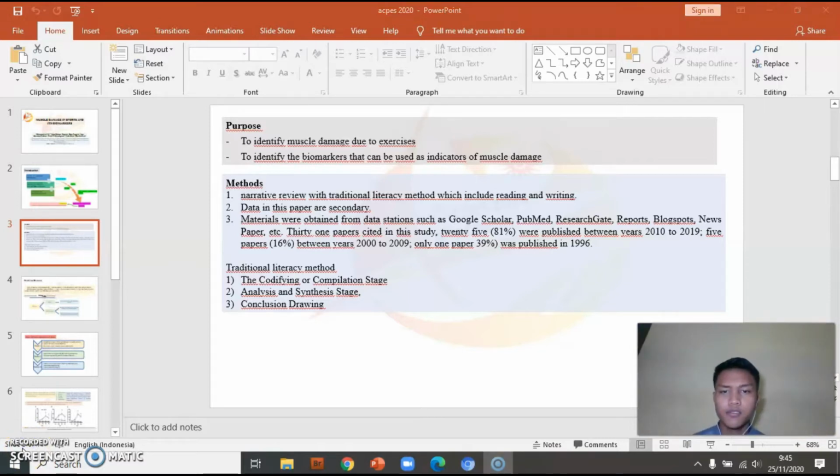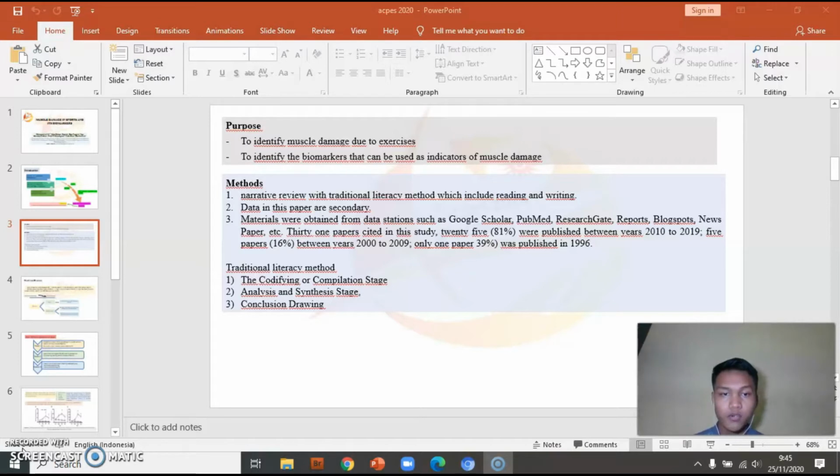The methods. This is a narrative review with traditional literature methods, which include reading and reviewing. Data in this paper are secondary, mainly original studies published within the last 10 years. Additionally, other references were used only to support the storyline in order to answer the research objective.